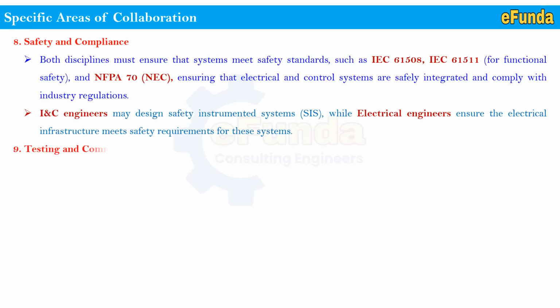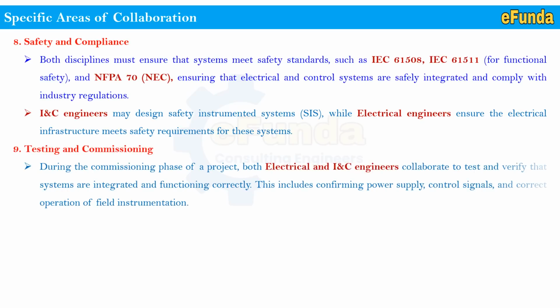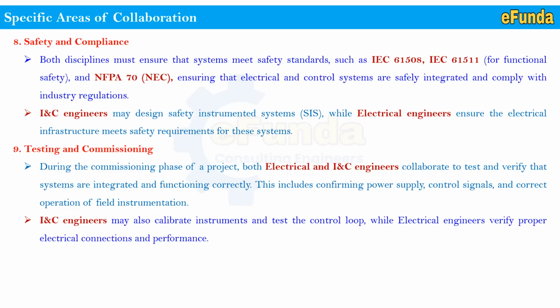Ninth, testing and commissioning. During the commissioning phase of a project, both electrical and IC engineers collaborate to test, integrate and verify that the systems are integrated properly and functioning correctly, which mainly includes confirming the power supplies are intact, control signals and correct operation of the field instrumentation are being done and tested. The IC engineer may also calibrate instruments and test the control loop, while the electrical engineer verifies the proper electrical connection and performance of the supplied power.